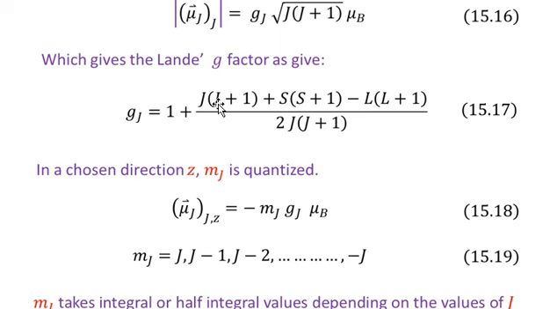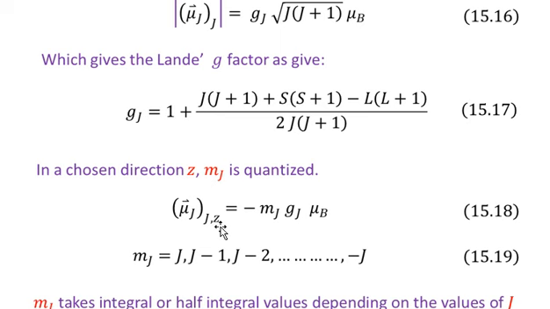And you know that this J value, S value, and L value in equation number 17 are respectively the total angular momentum quantum number, the total spin quantum number, and the total orbital angular quantum number of the atoms. And gJ is actually the Landé g factor for this system, which you can use for the jj coupling also. In a chosen direction, which is the Z direction, the magnetic quantum number mJ is quantized. This is also what we have seen, and their quantized values are given by their z values.